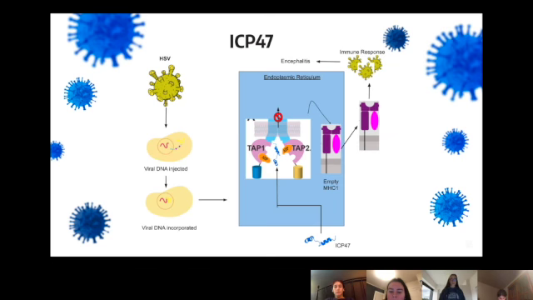ICP47. ICP47 is able to bind to and inhibit the human transporter of antigen presentation, which allows the virus to evade the host's immune response by suppressing antigen presentation to cytotoxic T lymphocytes.